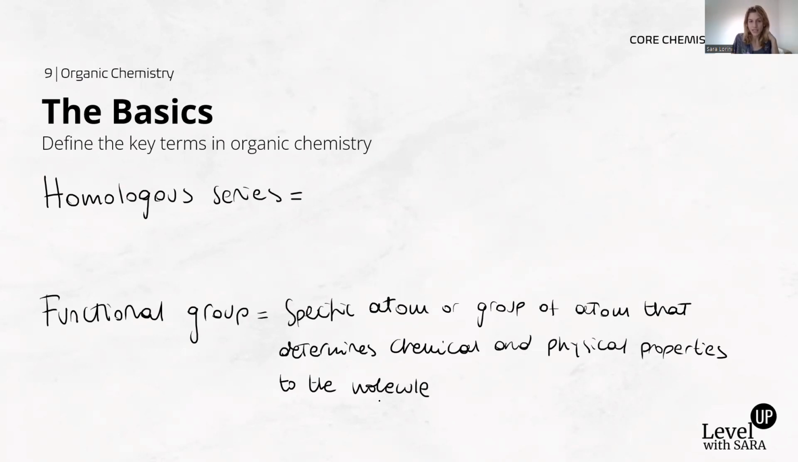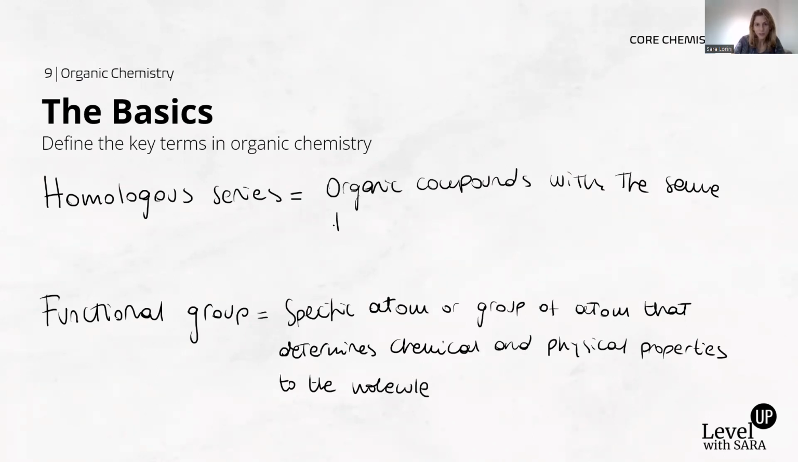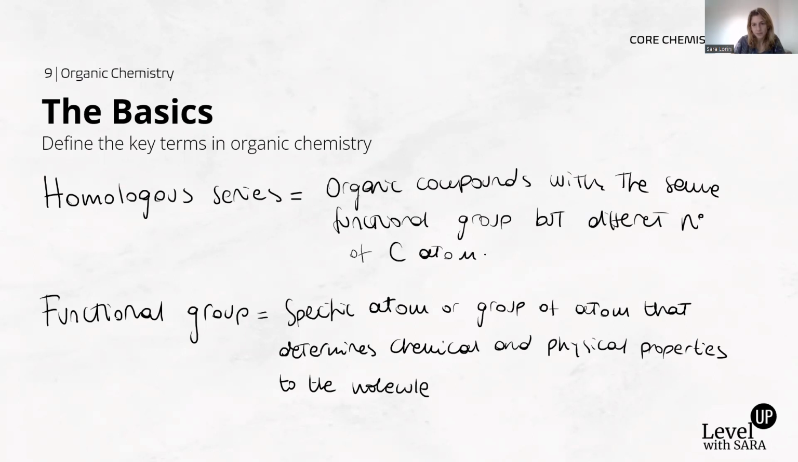And homologous series are organic compounds with the same functional group but a different number of carbon atoms. It's a bit of a longer definition, so you may pause and finish writing it down before I move on. Okay, so take a moment for that.